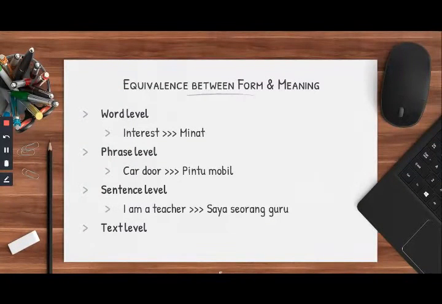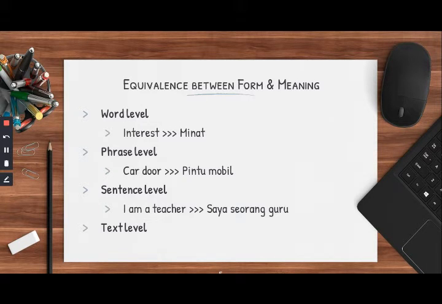And the connection between form and meaning itu cukup kompleks karena meliputi banyak level, mulai dari word level, phrase level, sentence level, and also text level. Dalam word level, for example, kita punya interest, yang bisa diartikan sebagai minat di situ. Cuman, dalam konteks yang berbeda, interest bisa diartikan sebagai bunga. Misalkan bunga di bank, for example.